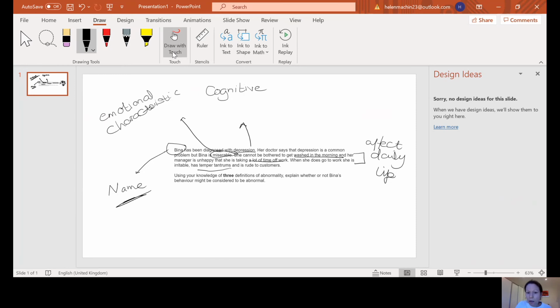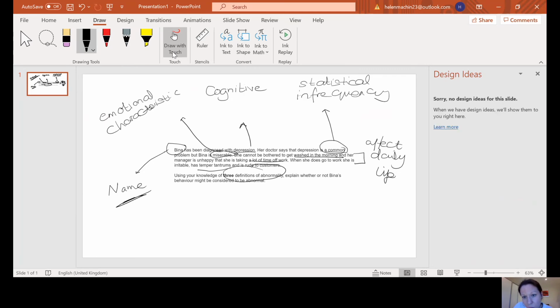I'm not finished with it yet, but in order for me to know what I should be zoning in on and what I should be focusing on, I need to read my question. And then I go back and I reread. So using your knowledge of three definitions of abnormality, okay, I know this is a definitions question now, so I'm going to go back and I'm going to say, her doctor says it's a common problem. Common makes me think of the definition of statistical infrequency, or in this case, frequency, if it's a common problem.